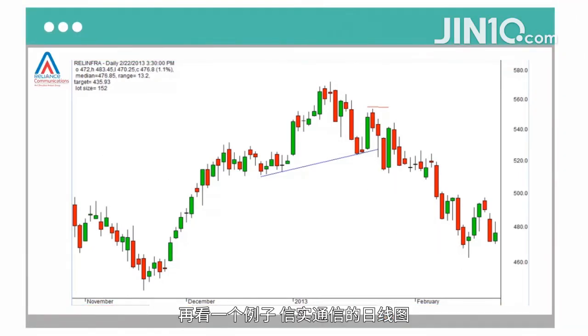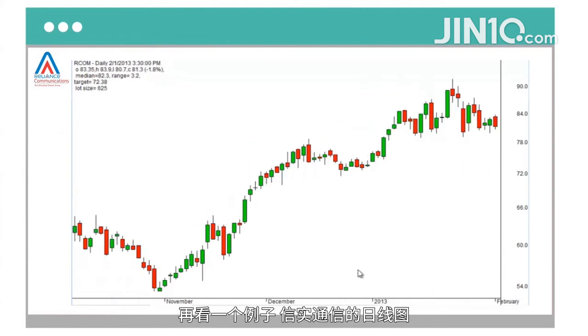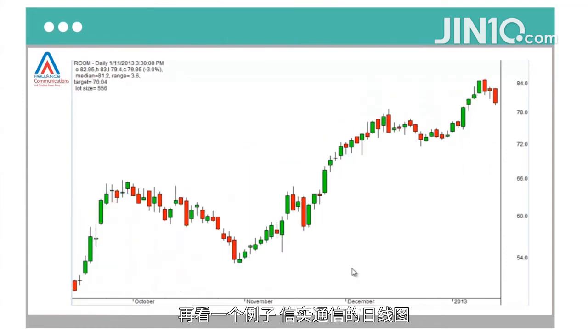Now let's see another example. Reliance Communication to be precise. Now this is also the daily chart. Here's the chart. On the daily, we've moved up considerably. This is very clearly an uptrend. Let's track how the market goes.